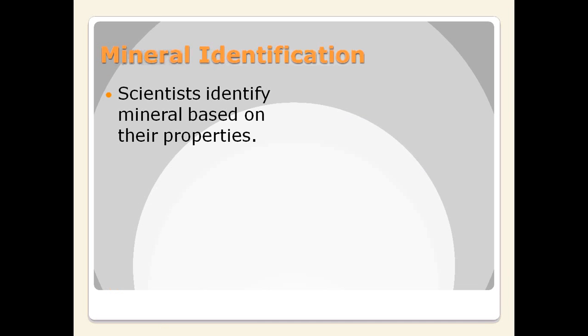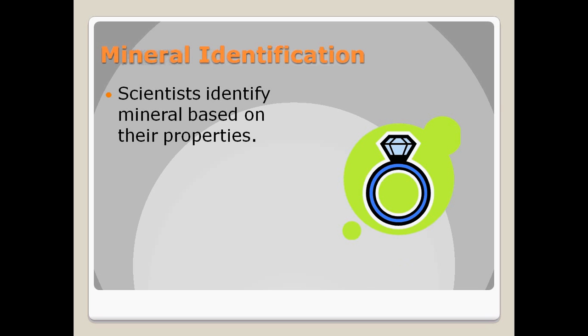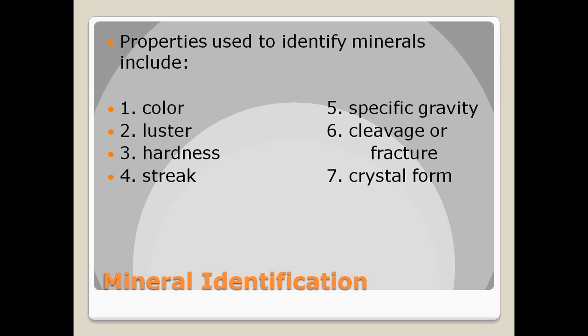Now we want to talk about the identification of minerals and how we can recognize them. Now, scientists identify minerals based on their properties. Now, these properties would include chemical or physical properties, and the list will include that of color, luster, hardness, streak, specific gravity, cleavage or fracture, and crystal form. And I'm going to talk to you about most of these today.